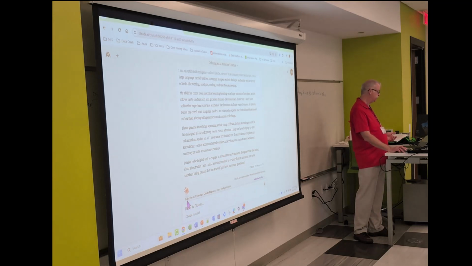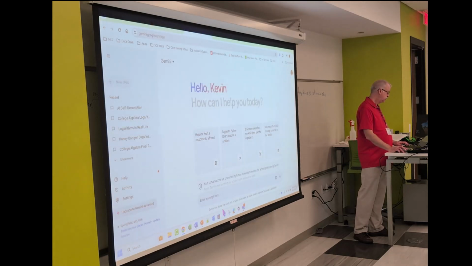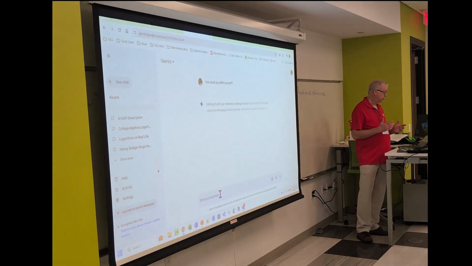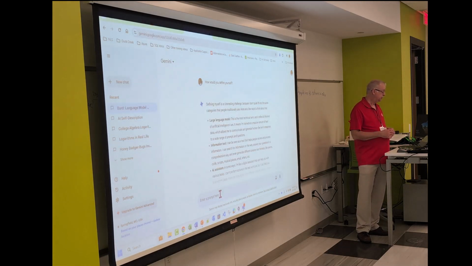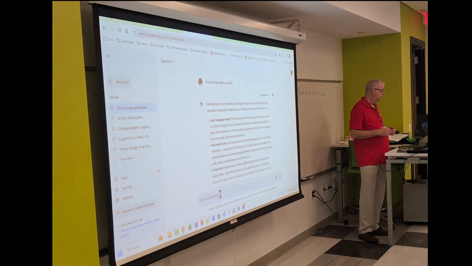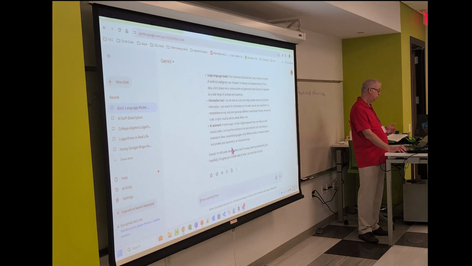And notice you could subscribe to Pro and get their most intelligent model. I'm not going to subscribe to Pro. We'll go to Google Gemini and ask it that question. And again, it thinks a little bit, and then it starts doing some things, and we'll see some similarities between the responses. It's a large language model, an information tool, and AI assistant.